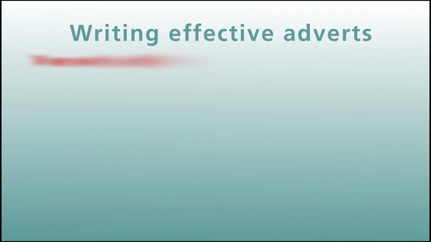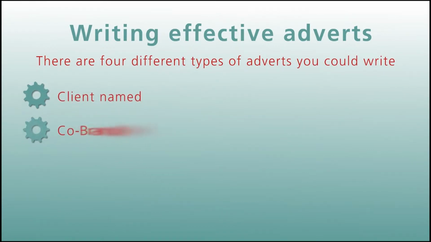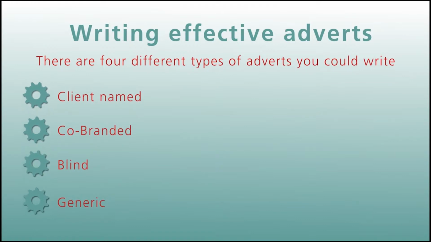There are 4 different types of adverts you could write. Client named, co-branded, blind, and generic. The first 2 are self-explanatory. The third one I mentioned, the blind advert, well, that's when you describe the client and the role, but you don't mention the client by name. And a generic ad is where there's no mention of a client at all, and all the focus is 100% on the job itself.